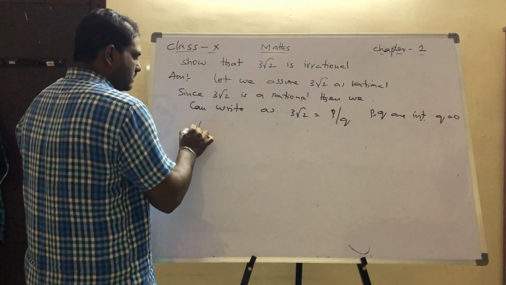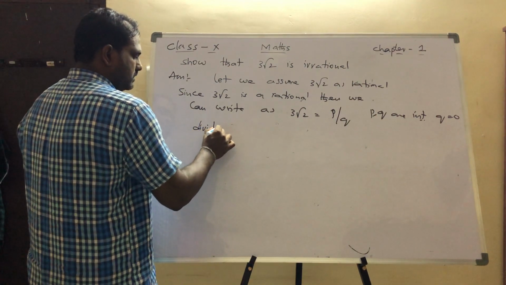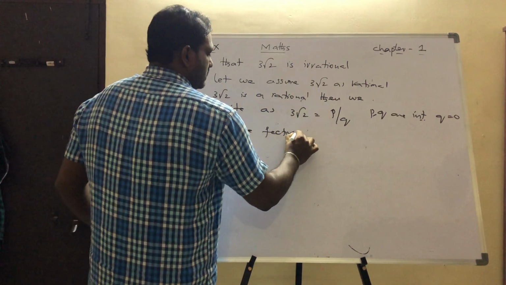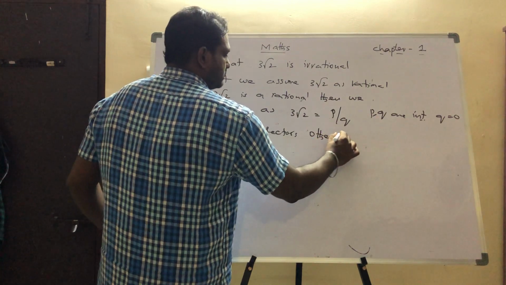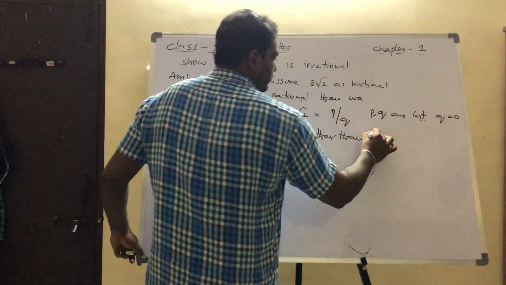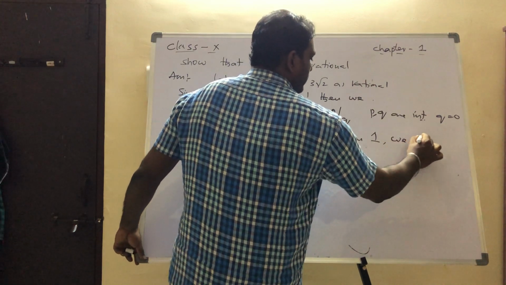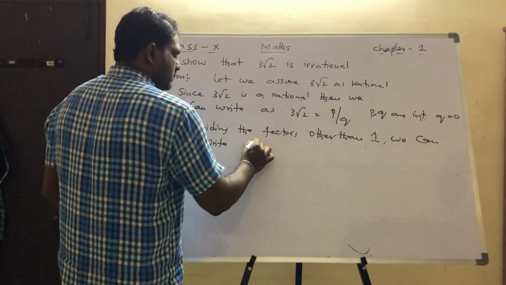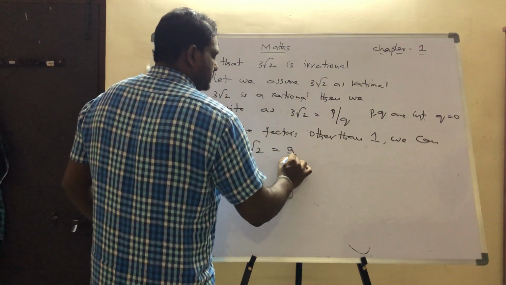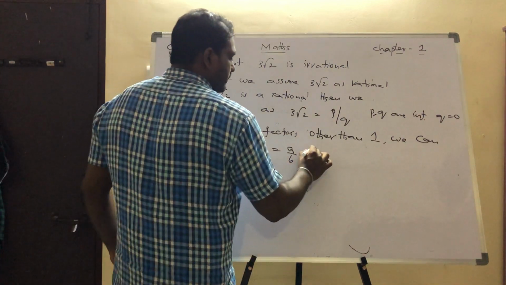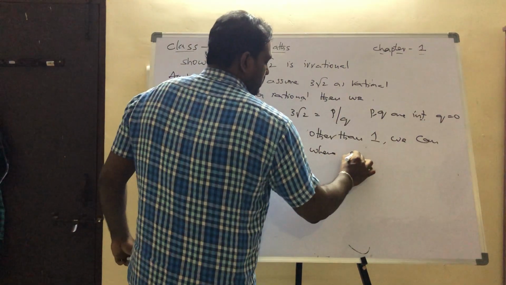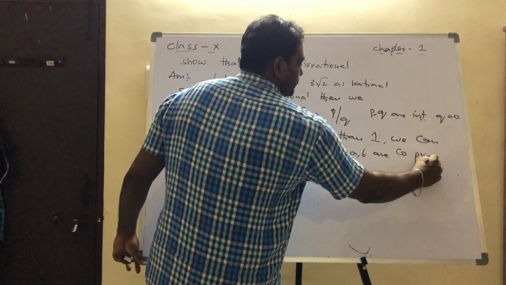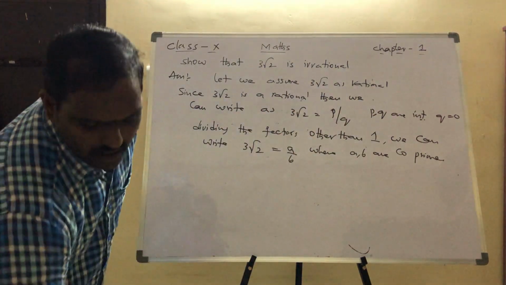Now, dividing the factors other than 1, we can write 3 root 2 is equal to a by b, where a and b are coprimes.